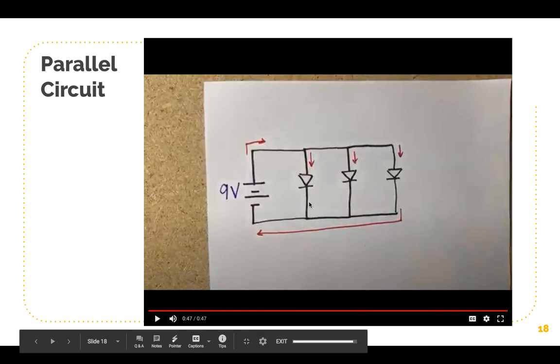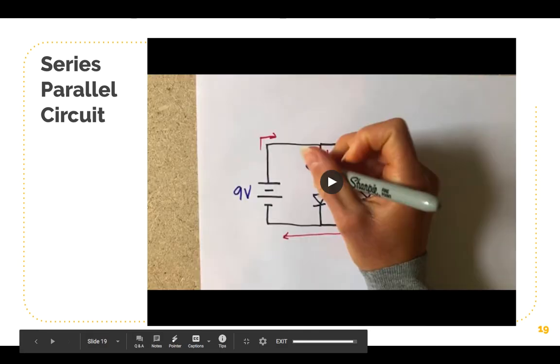It's easy to remember: in a parallel circuit, the components need to be parallel to each other, and you can see that all 3 of those lines are parallel. And the last type of circuit is a series parallel circuit. Just wanted to show you how to draw this one too.